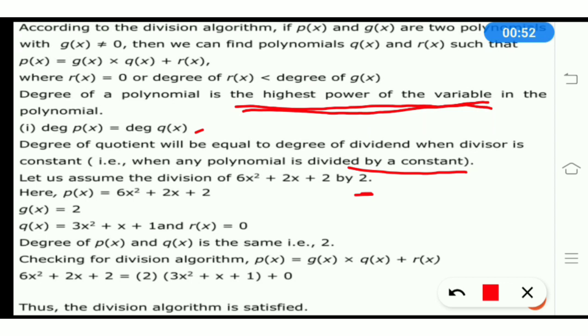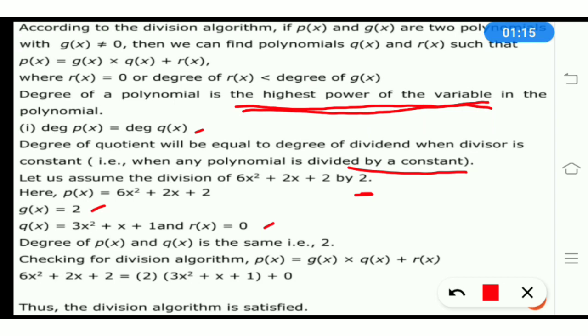So let p of x, that means the dividend, equal 6x square plus 2x plus 2, okay, and g of x, that means the divisor, equal 2. So after dividing we get q of x, that means the quotient, equal to thrice x square plus x plus 1, and remainder r of x equal to 0.